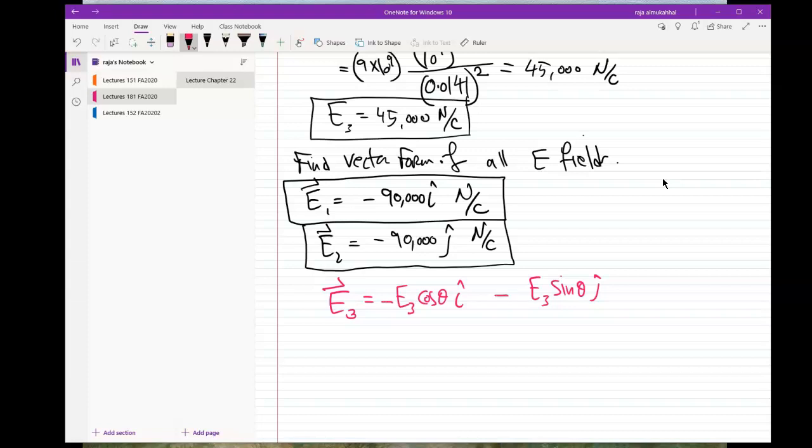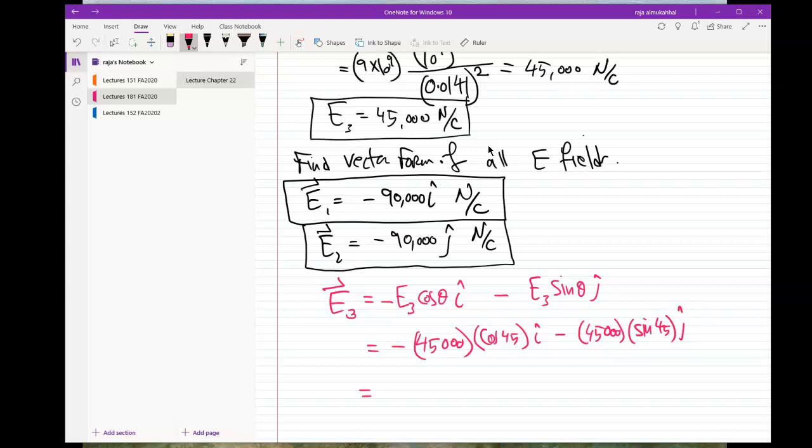The next step is I just put in my numbers. So it's going to be minus, E3 is what, guys? It's right here. That's going to be minus 45,000 times cosine 45, which is 0.707. Memorize it, it always pops up. Minus 45,000 times sine 45, same thing, j.